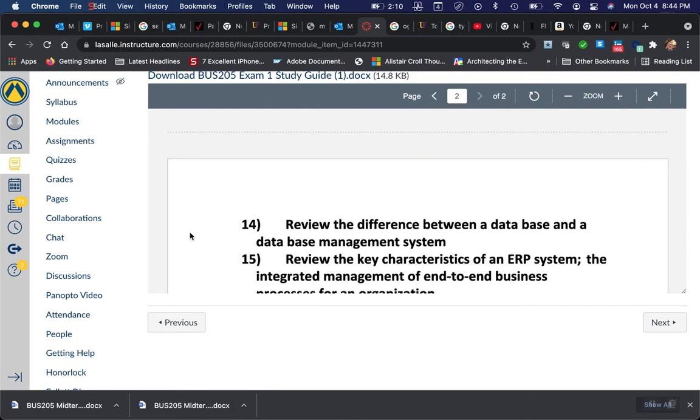All right. You want to know the difference between a database and a database management system. Remember, a database is the structure. So a relational database is made up of a bunch of tables, and stores data in tables. A hierarchical database stores data in kind of a tree structure. All right, that's the database.